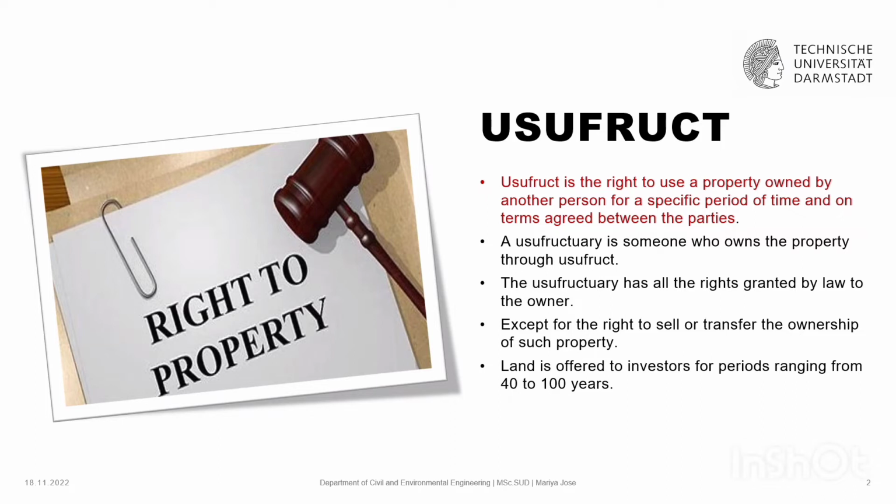Under the usufruct system, land is offered to investors for a period ranging from 40 to 100 years in exchange for an annual fee. For example, let's consider an owner of a supermarket who grants usufruct to his neighbor. Once the law grants them usufruct, the neighbor can take care of the supermarket, and the neighbor has the right to claim any profit made from taking care of and selling the products in the supermarket.